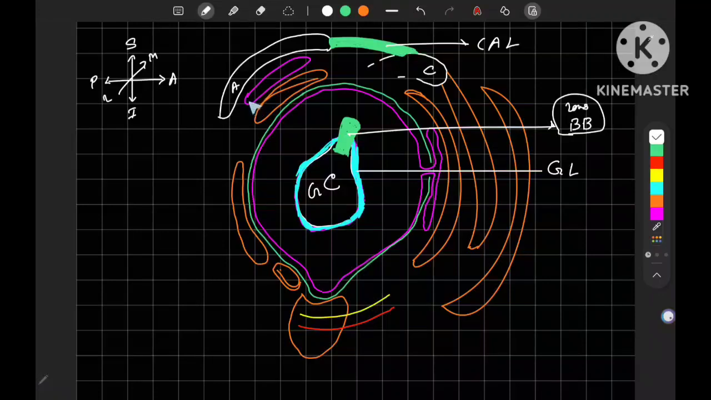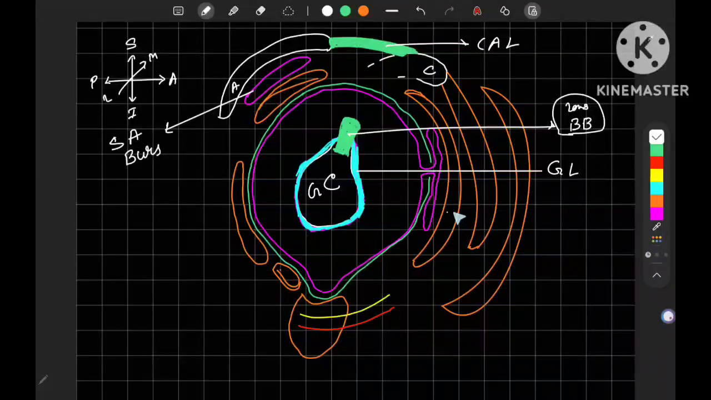This one is the subacromial bursa. Subacromial bursa, because it is below, it is covered by the acromion process, so it is called the subacromial bursa. Okay, then this one.